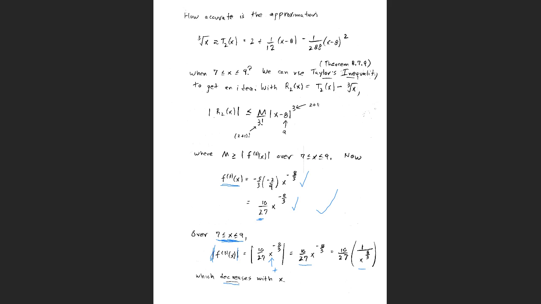And that decreases with x. Okay, this third derivative, or I should say the absolute value of the third derivative, decreases with x. This here, 10/27 times 1 over x to the 8/3 power, is a decreasing function of x. Okay, it decreases with x.